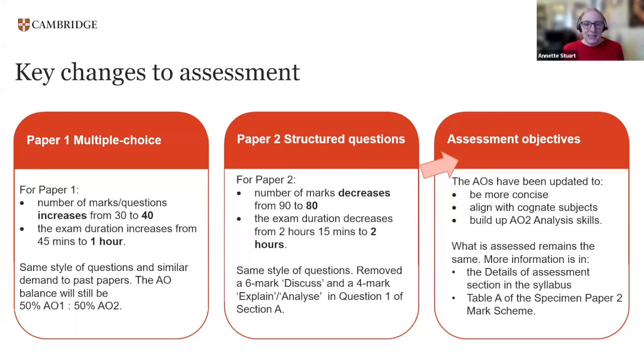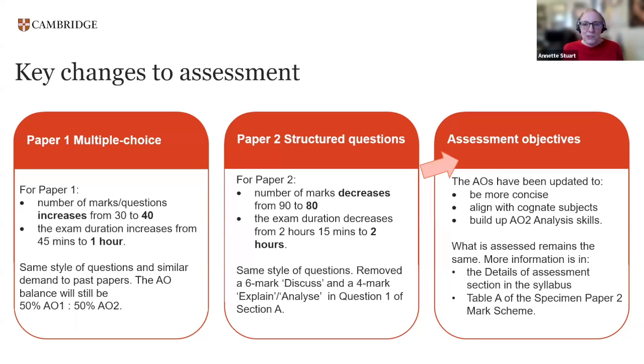So the assessment objectives, the wording has been simplified to be more concise, but what is assessed is the same. These changes align with other cognate subjects such as business and accounting, and they build up towards the AO2 analysis skills, with the emphasis being put more at this level, at GCSE and O level, on AO2 analysis as a stepping stone towards evaluation.